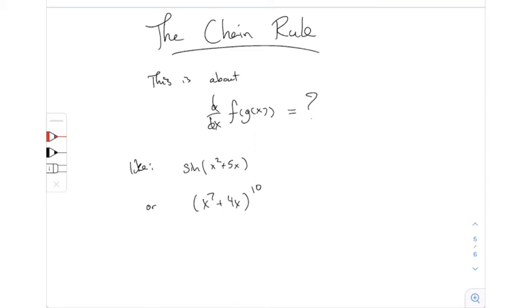The moral of the story is that what's important in the chain rule is the function on the inside versus the function on the outside. It's not always the case that the outside function is written first. Here the outside is sine, and that is written first. But here the outside function is the 10th power, even though it's written at the end, just because of the way we write exponents on the right side. These are the situations in which you would want to use the chain rule.